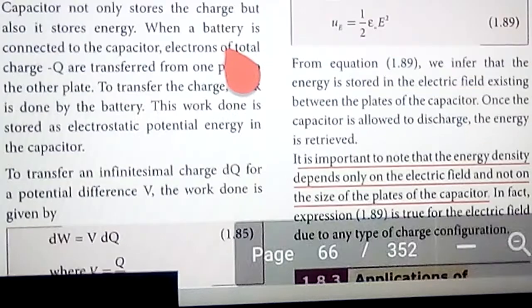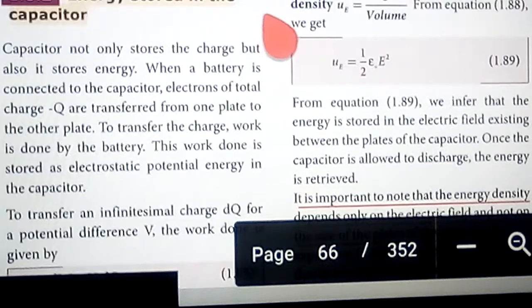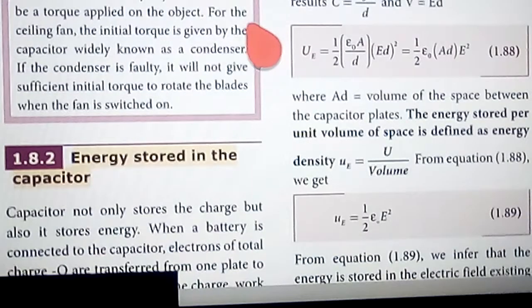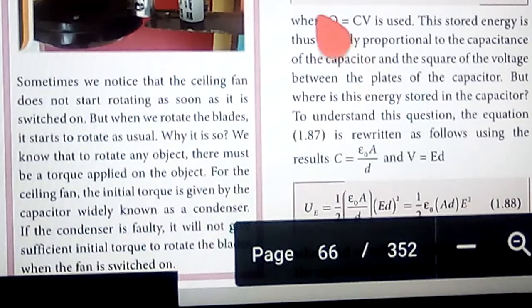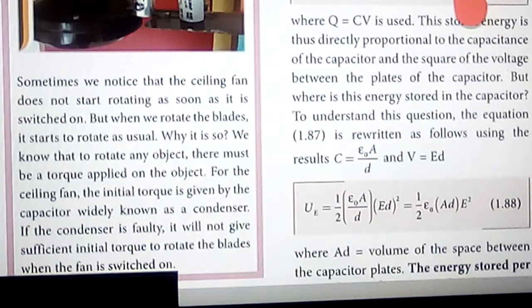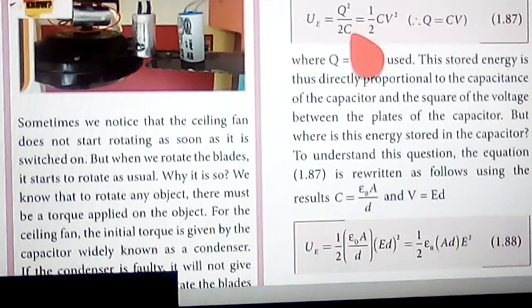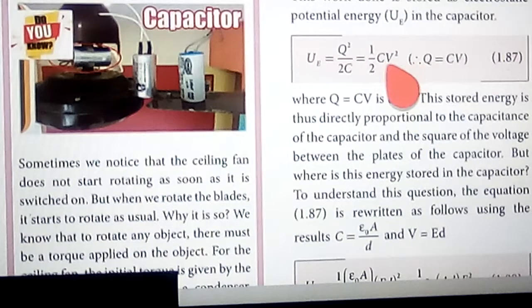And to get an expression for the energy stored in the capacitor, the potential energy is calculated by this expression, and that work done is stored as electrostatic potential energy in the capacitor. So the expression is given by U_E is equal to Q square by 2C, that's equal to half CV square, since Q is equal to CV. That's equation 1.87. So this stored energy is directly proportional to the capacitance of the capacitor and the square of the voltage between the plates of the capacitor.